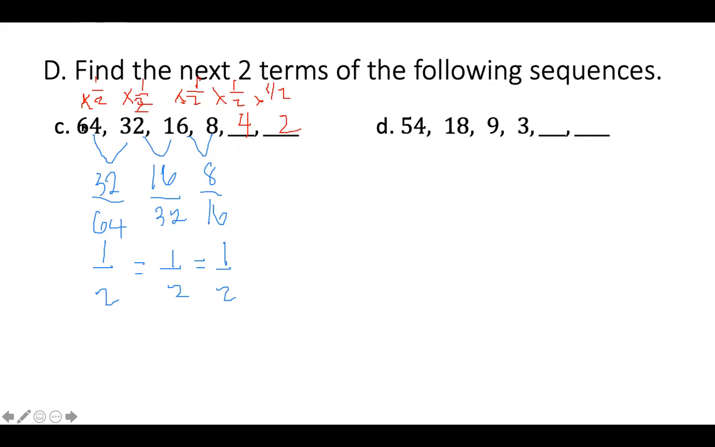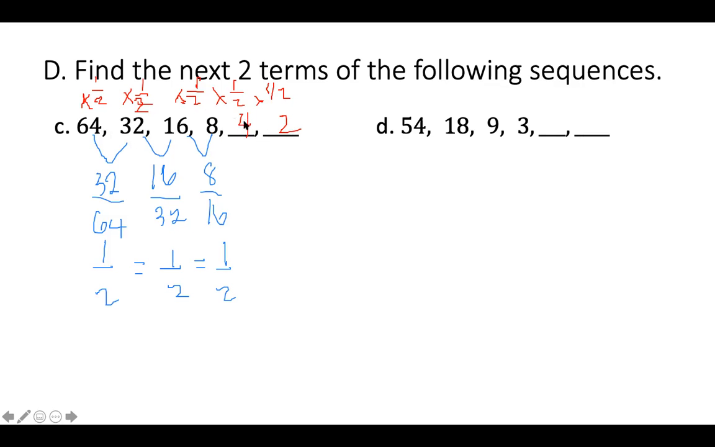Let's check. 64 divided by 2, 32. 32 divided by 2, 16. 16 divided by 2 is 8. 8 divided by 2 is 4. And 4 divided by 2 is 2. Or we could check the reverse way from right to left. Since we multiply it by 1/2, now we multiply it by 2, for us to check that we did the correct thing.